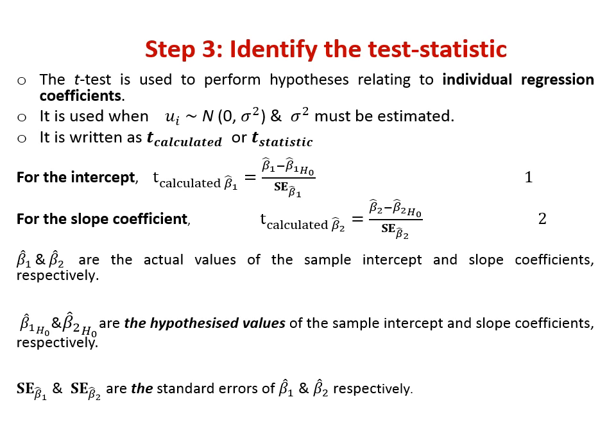The t-statistic for an individual regression coefficient is computed by dividing the difference between the actual value of the sample regression coefficient and the hypothesized value by the standard error of this coefficient. Therefore, it could be calculated for the intercept and the slope coefficient as shown by equations 1 and 2 respectively.